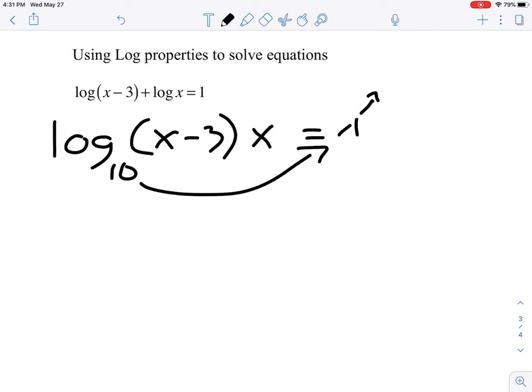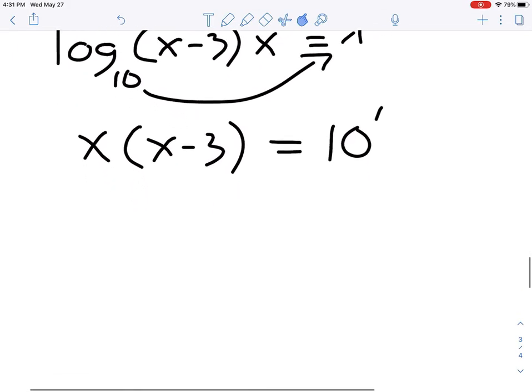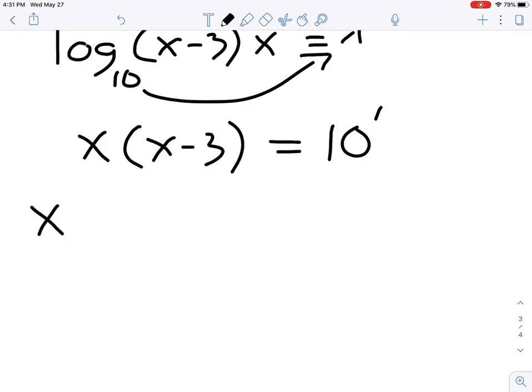x times x minus 3 equals 10 to the first. Terrible time to start a coughing fit. All right. x squared minus 3x, a little distributive property. That's 10, right? So I'm going to subtract 10, set it equal to 0.